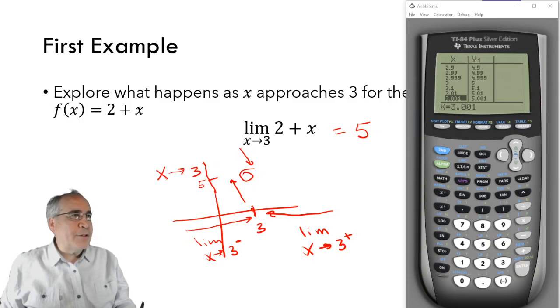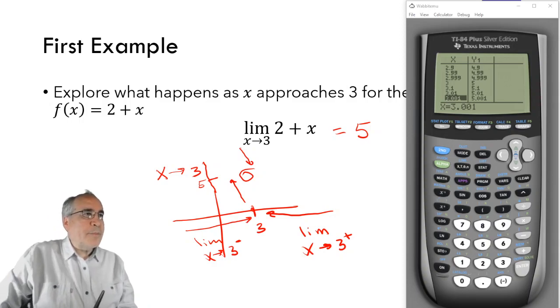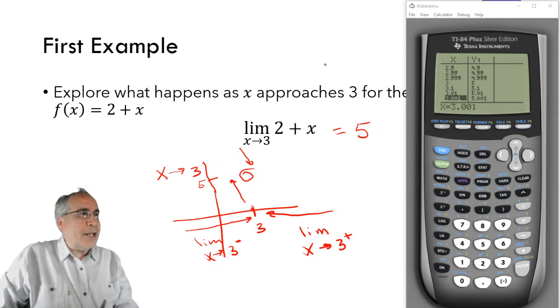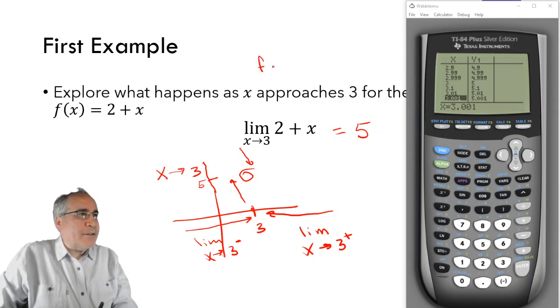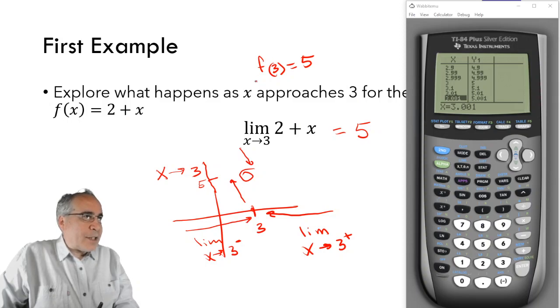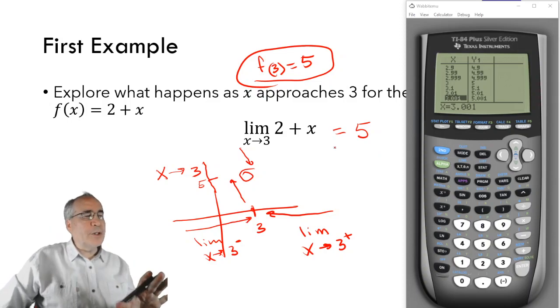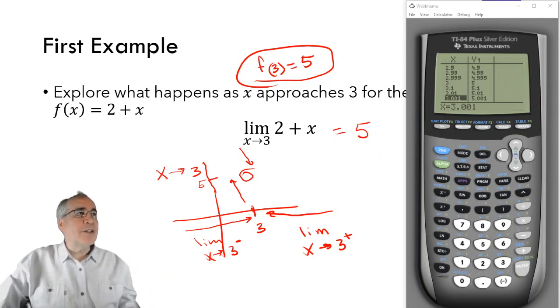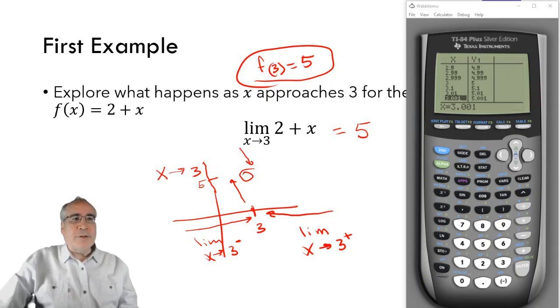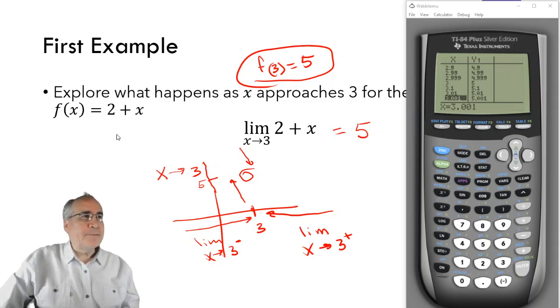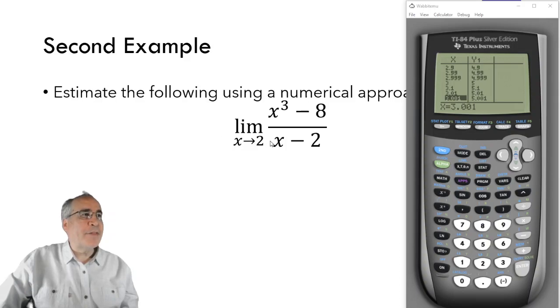If we did, we could say that the function, say f of x at 3, it does equal 5. Okay, so that's a true statement. However, the limit's equal to 5 because coming from the left and coming from the right, the y value gets very close to 5. Okay, so we'll look at some examples where this function value doesn't exist, and some graphical examples as well. Okay, so how about this one?